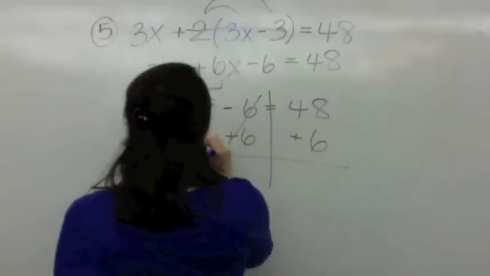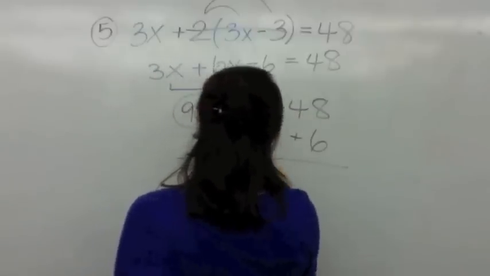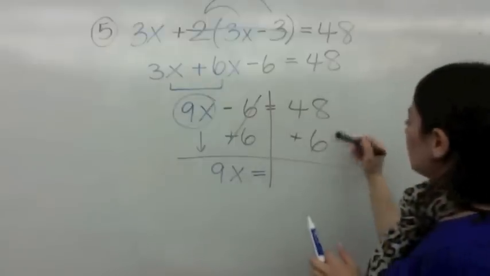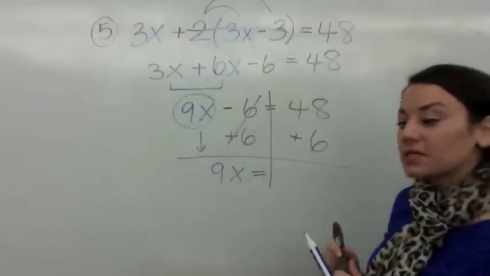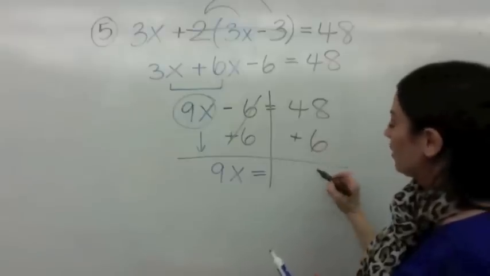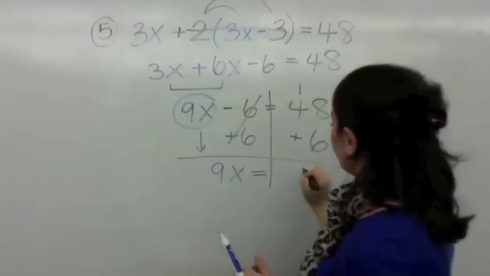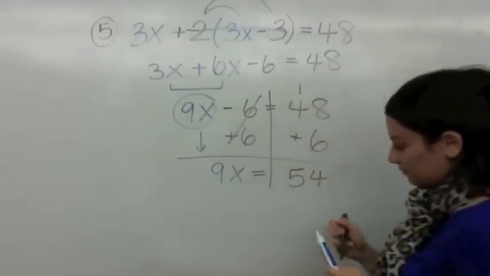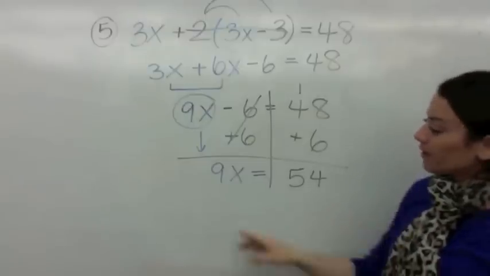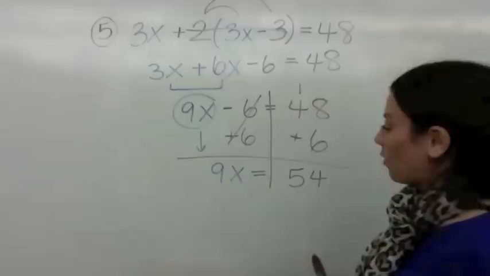You're going to bring down the 9x. And then 48 plus 6. Well, 8 plus 6. Let's think about that. What's 8 plus 6? Add the ones place. It's 14, carry the 1. 4 plus 1 is 5. So it's 54. So 9 times what number is 54?